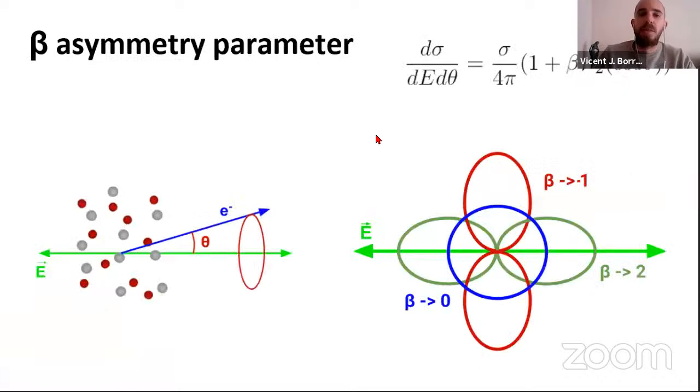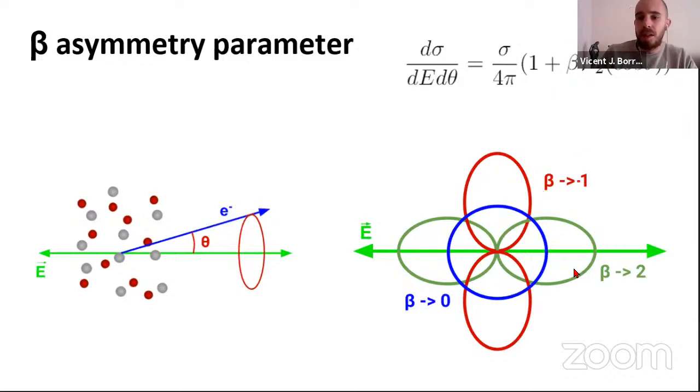So what is the beta symmetry parameter? Well, imagine we are in the laboratory frame and we know the direction of the laser polarization axis, and we have our molecules randomly orientated. If we can detect the direction of ejection of the photoelectron, we can express the cross-section depending on this angle theta. And you can see here the beta.